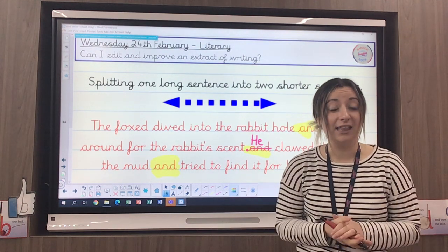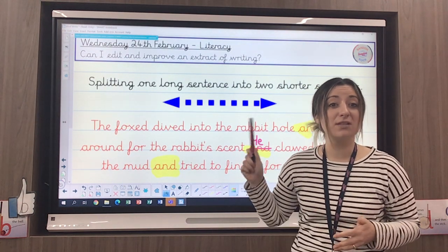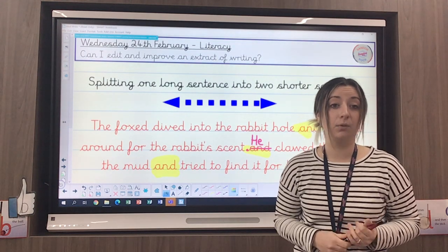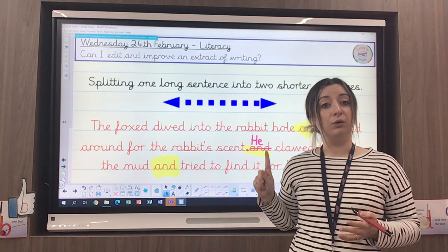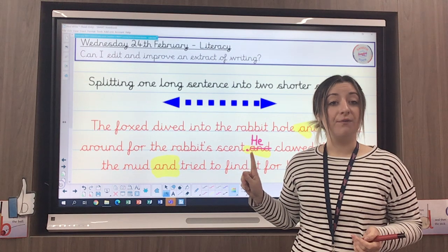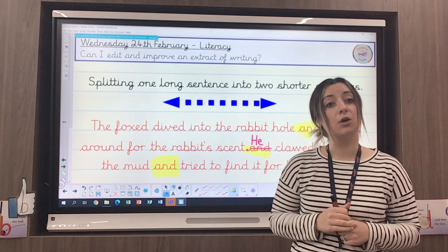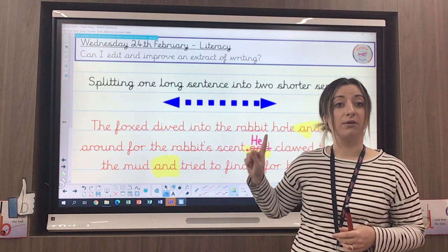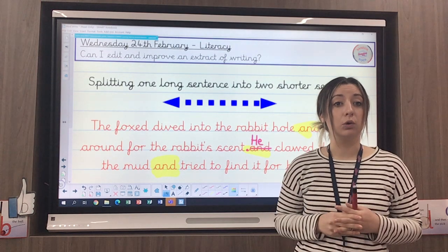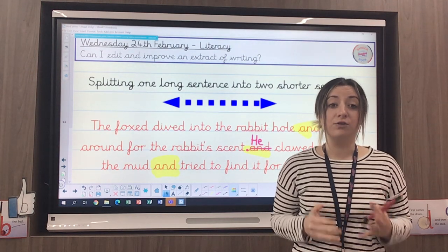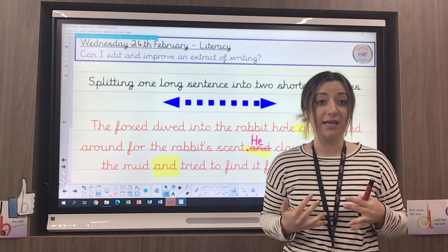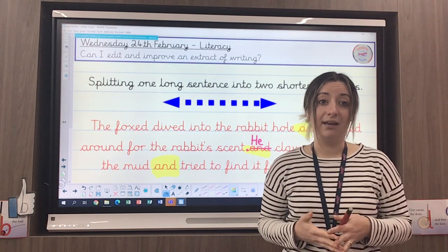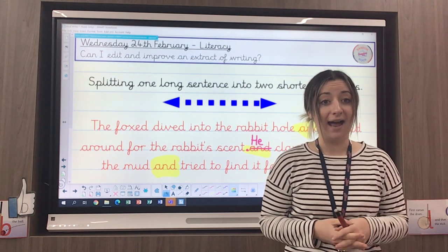I do. I think that we've managed to split that sentence, and it was a very simple technique that we've used. All we've done is removed one of the ands, we've put in a full stop, and then we've replaced it with a word, the pronoun. So it's showing me who is clawing through the mud. So well done if you've done that at home. So we've had a recap of splitting. Let's have a look at another technique before you move on to your work at home.